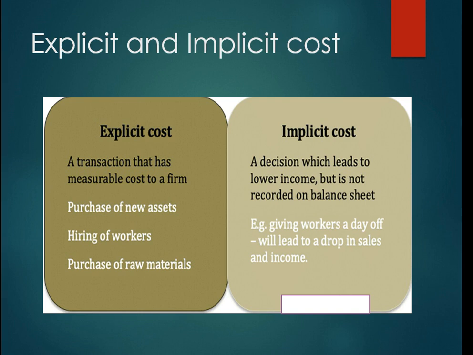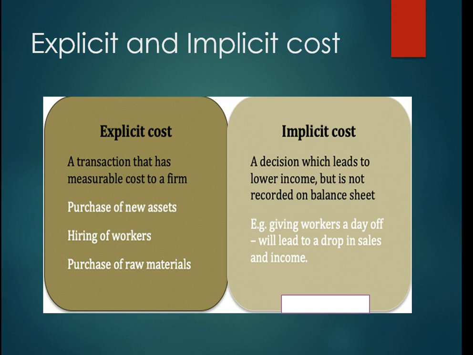In today's lecture, we will discuss explicit, implicit and sunk cost. Basically, the explicit and implicit cost concepts are what make accounting and economic cost different from each other, and also economic and accounting profit different from each other.